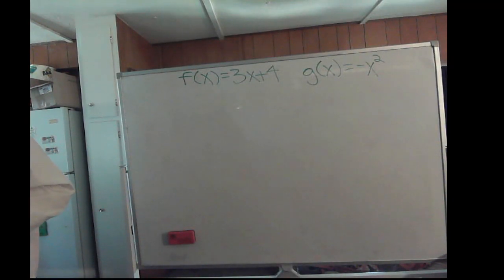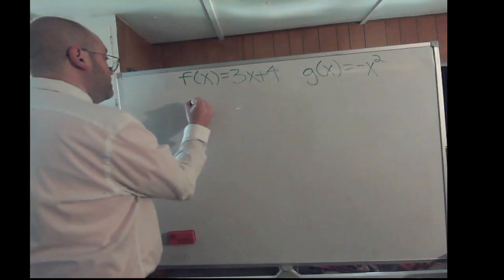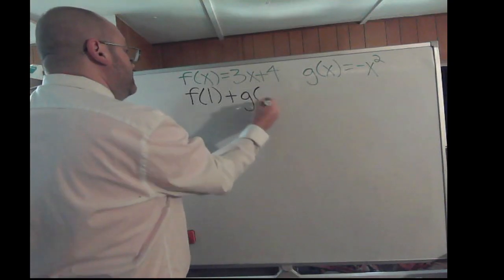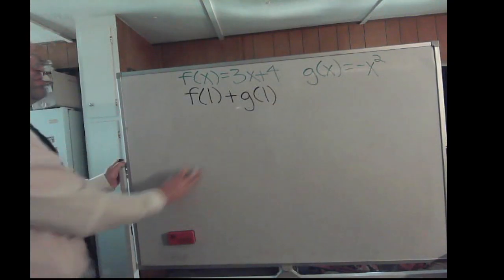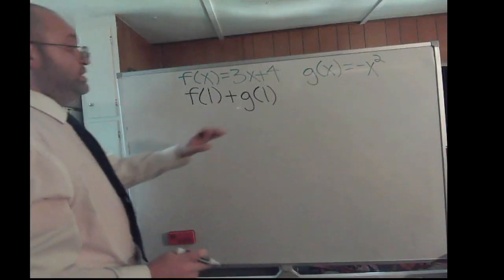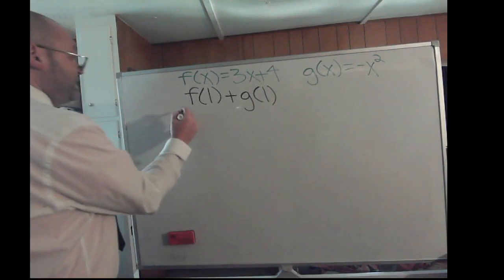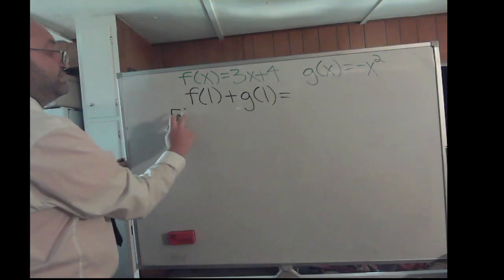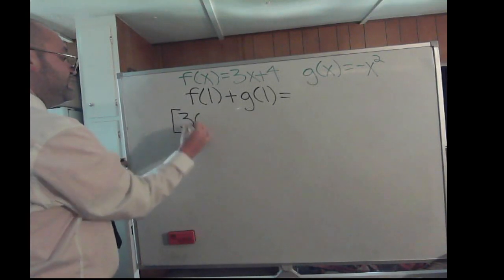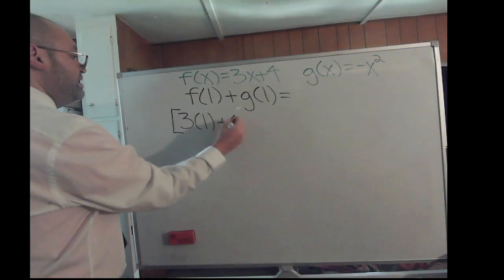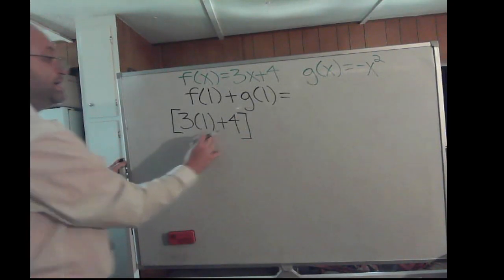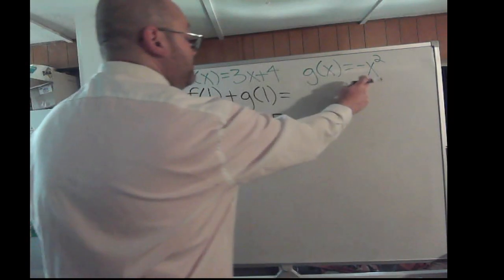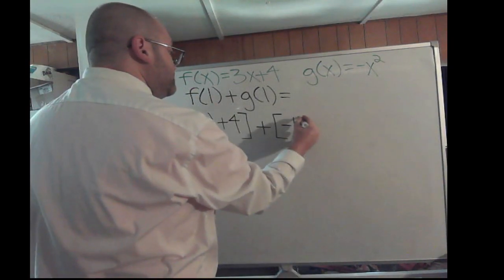Let's see here. Now, what if we had something like this? f of 1 plus g of 1. So now they want you to evaluate f of 1 plus g of 1. Set yourself up some brackets again. Put your f of 1 inside the first set of brackets, so that'd be 3 times 1 plus 4. That'll go inside your first brackets, plus you'll need your g of 1, which you put in the 1 for x, you would get negative 1 to the second power.